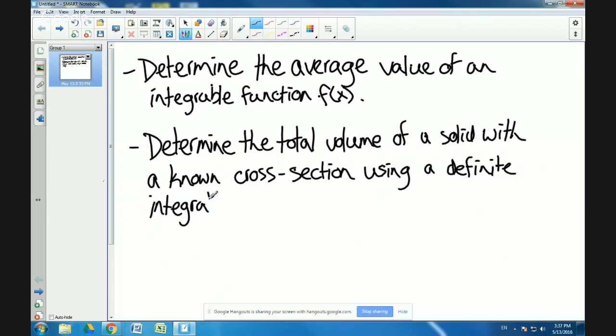Okay, so here we go. As you can see, we're first going to start off with average value theorem, and then we will start talking about volume with known cross sections. So I hope you were able to learn something from this, gain something new. We'll start off with just a quick explanation about what average value theorem is.